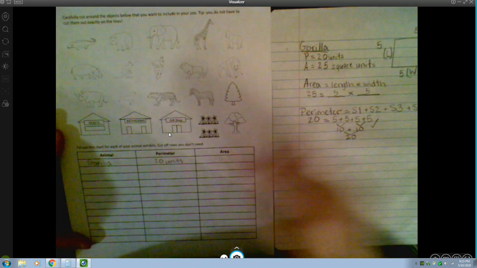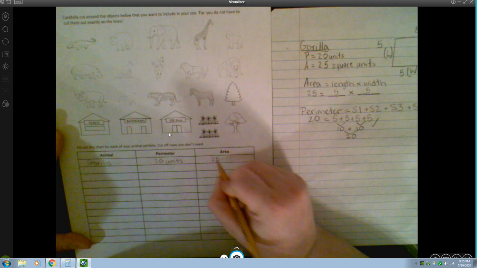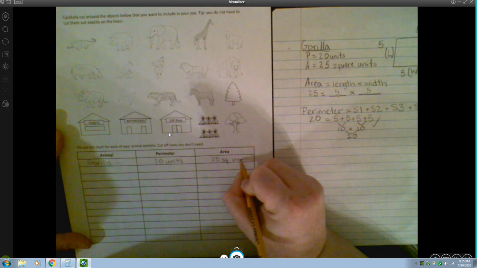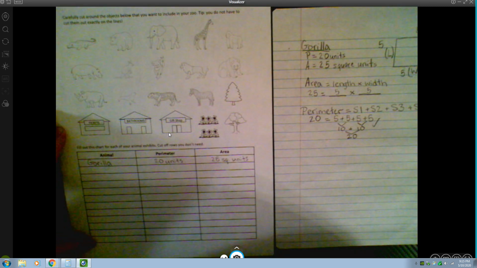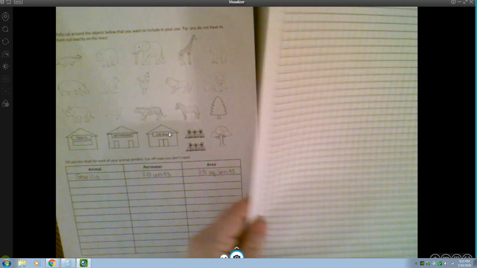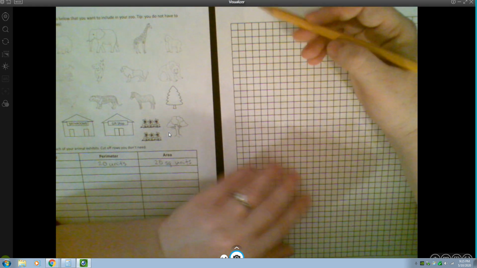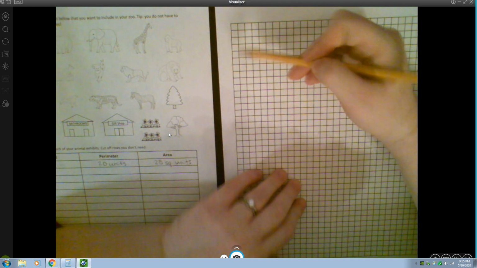And the area was 25 square units. I'm just going to write SQ for square. Okay. Now I need to grab my graph paper here. So you can do this kind of anywhere. I just like to stick at the sides because eventually I'm going to cut this out.